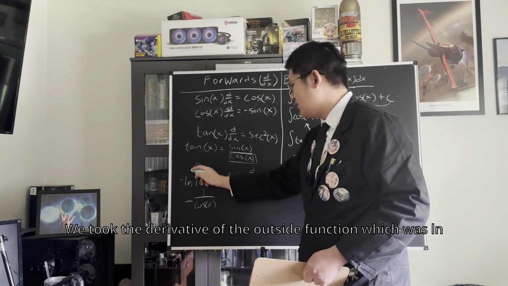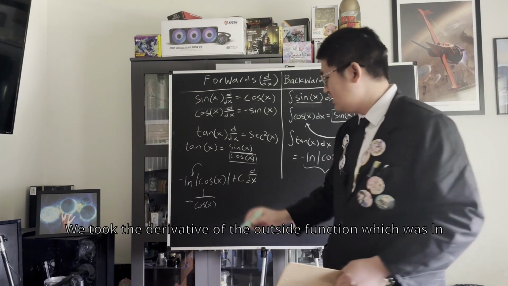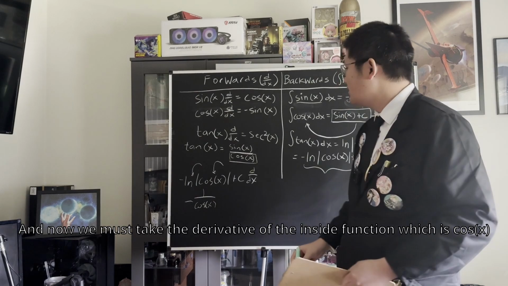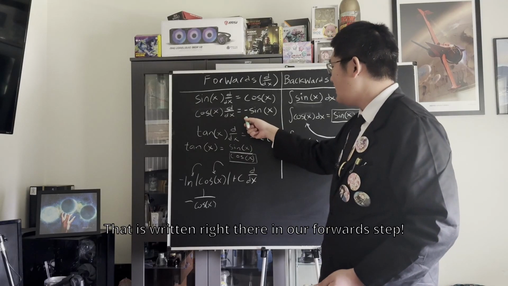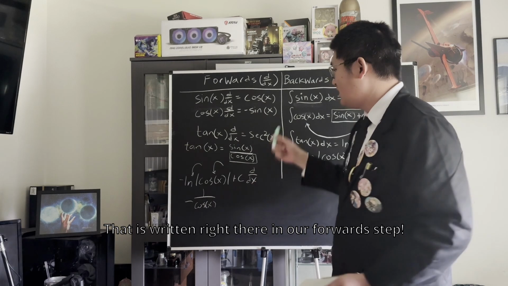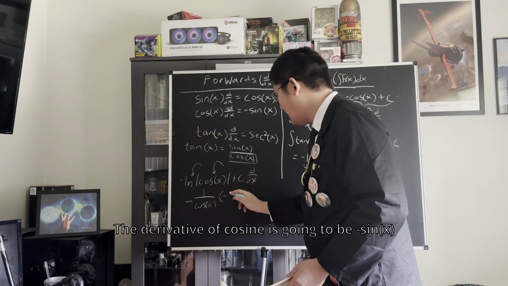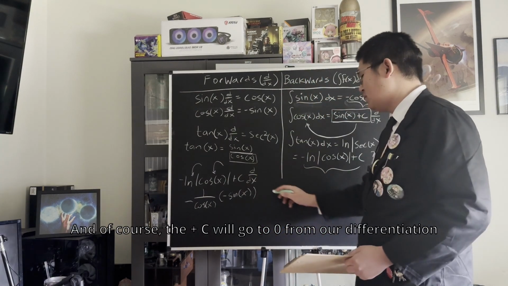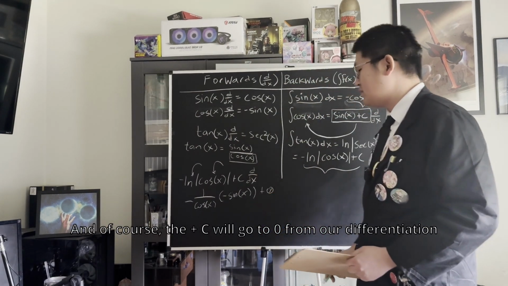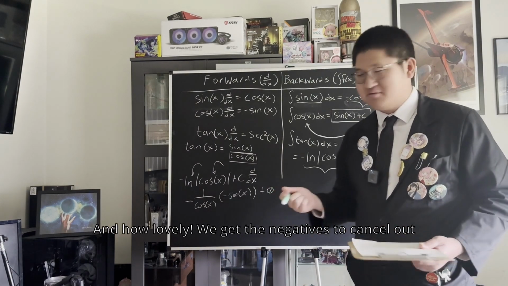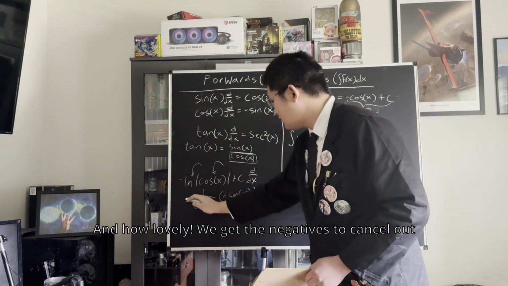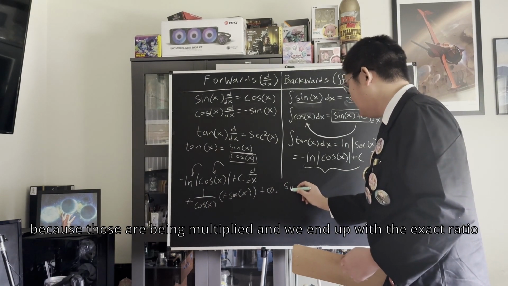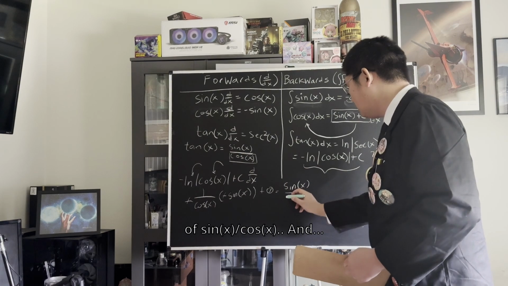We took the derivative of the outside function, which was natural log, and now we must take the derivative of the inside function, which is cosine of x. How convenient! That is written right there in our forward step. The derivative of cosine is going to be negative sine of x. And of course, the plus c will go to 0 from our differentiation. And how lovely. We get the negatives to cancel out, because those are being multiplied, and we end up with the exact ratio of the sine of x over cosine of x.